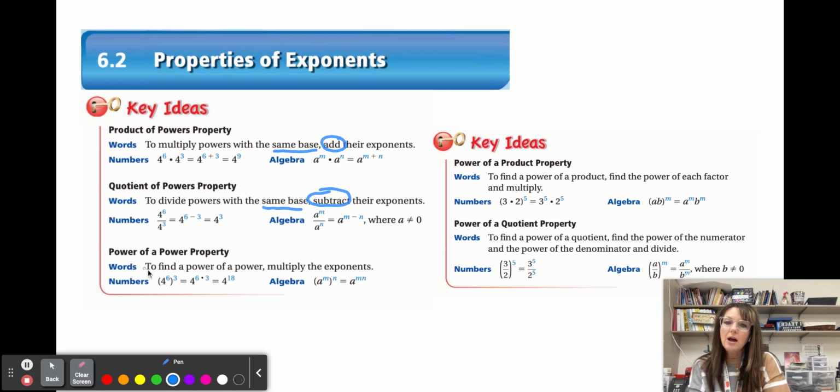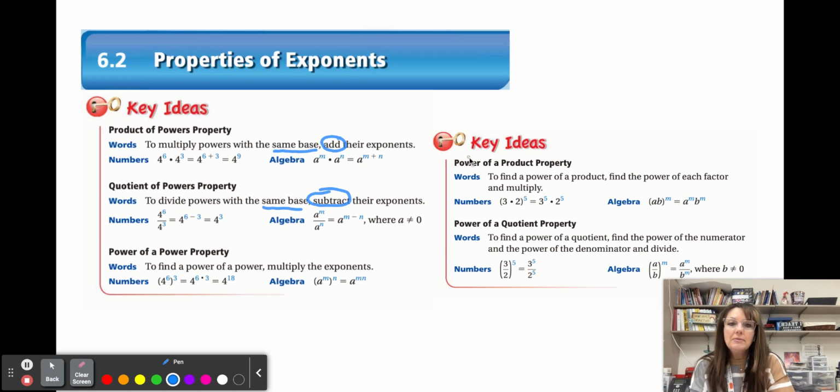When we're taking a power of a power, we have an exponent, right? And then we are taking that to an exponent. This is when we can multiply the exponents. So notice the difference between power of a power and a product of powers. One we add, one we multiply. Very big deal. So we're taking something that has an exponent, then we're raising it to an exponent. So it gets exponentially large.